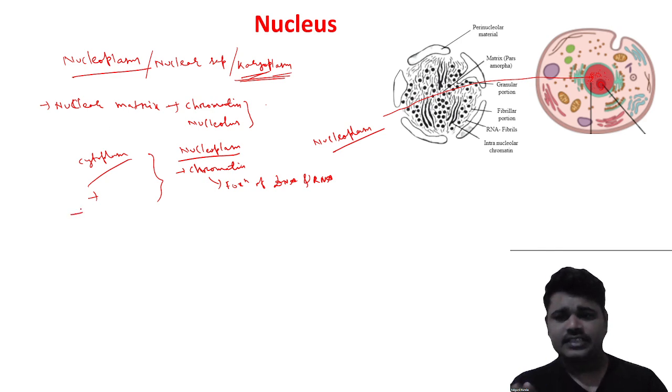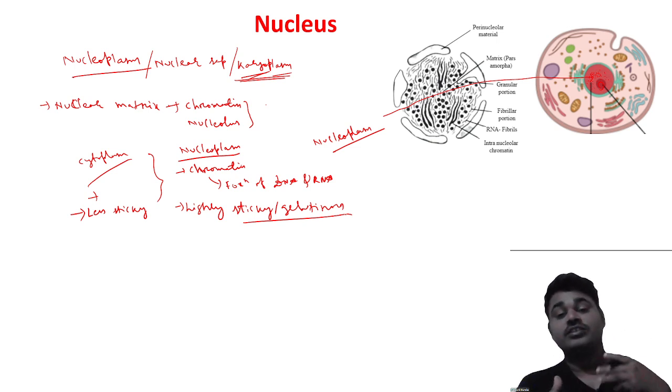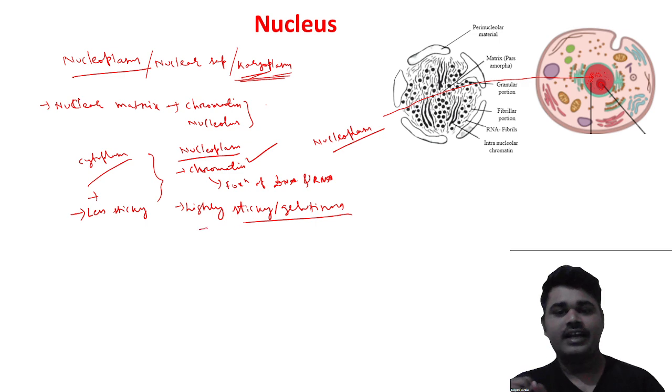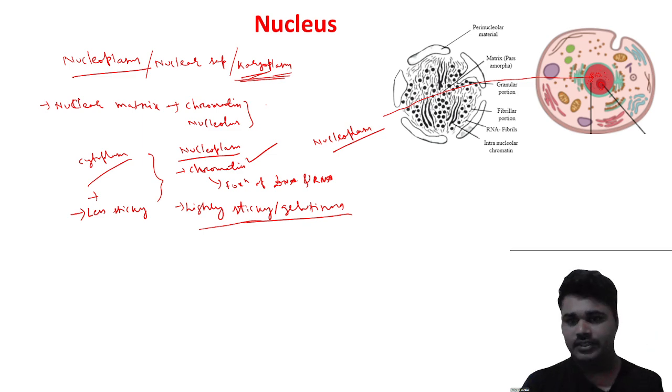Another difference is the cytoplasm is less sticky, while the nucleoplasm is highly sticky or highly gelatinous. What is gelatinous or highly sticky? That means it is present in a more concentrated manner in comparison to the cytoplasm. So they are the two differences between the cytoplasm and the nucleoplasm. One is the presence of the chromatin in the nucleoplasm, another is that it is a highly sticky or highly concentrated structure in comparison to the cytoplasm. So they are the main differences between the cytoplasm and the nucleoplasm.